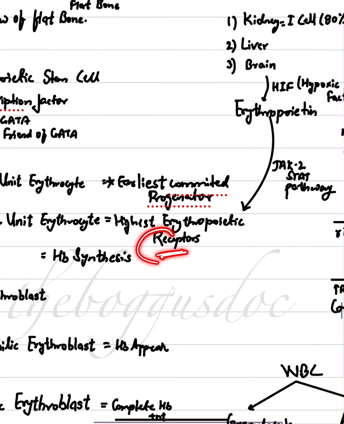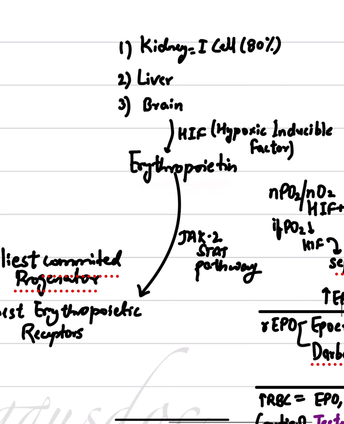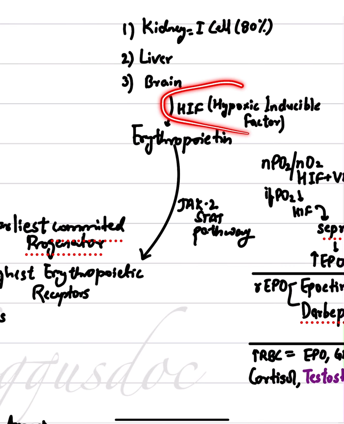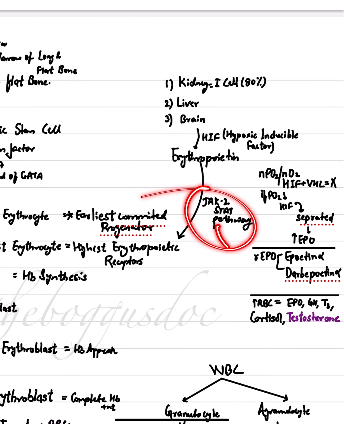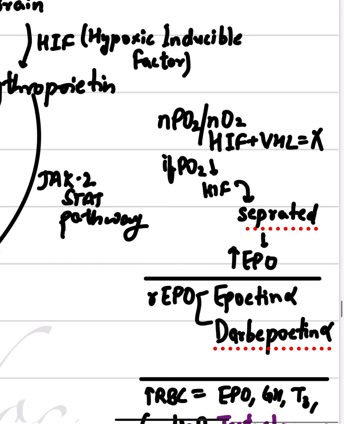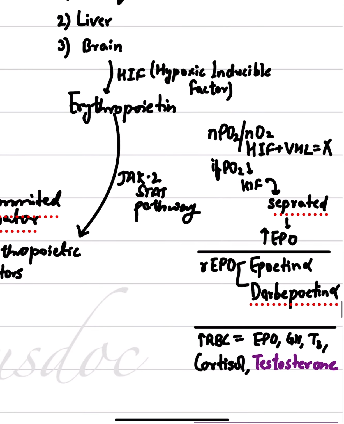Which hormone acts at the highest erythropoietin receptor? Erythropoietin hormone. Three main sources: the kidney, where the interstitial cells secrete 80% of erythropoietin, then the liver and brain. In these tissues we release hypoxia inducible factor, by which erythropoietin is secreted, and it acts by the JAK2 STAT pathway. If we see normal partial pressure of oxygen, hypoxia inducible factor plus von Hippel-Lindau factor work, and there is no free HIF, so no erythropoietin synthesis. But if PO2 decreases, HIF is separated from the VHL and erythropoietin synthesis increases.